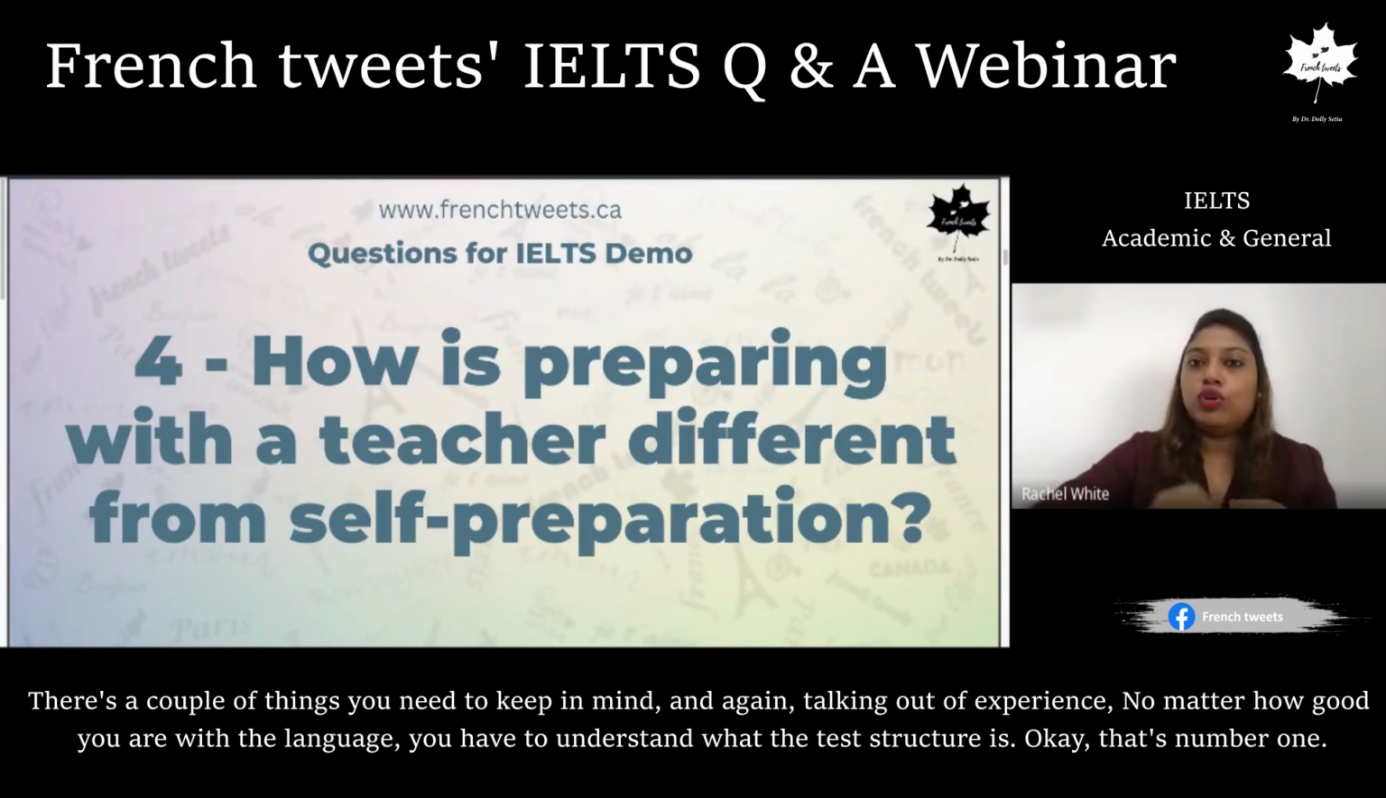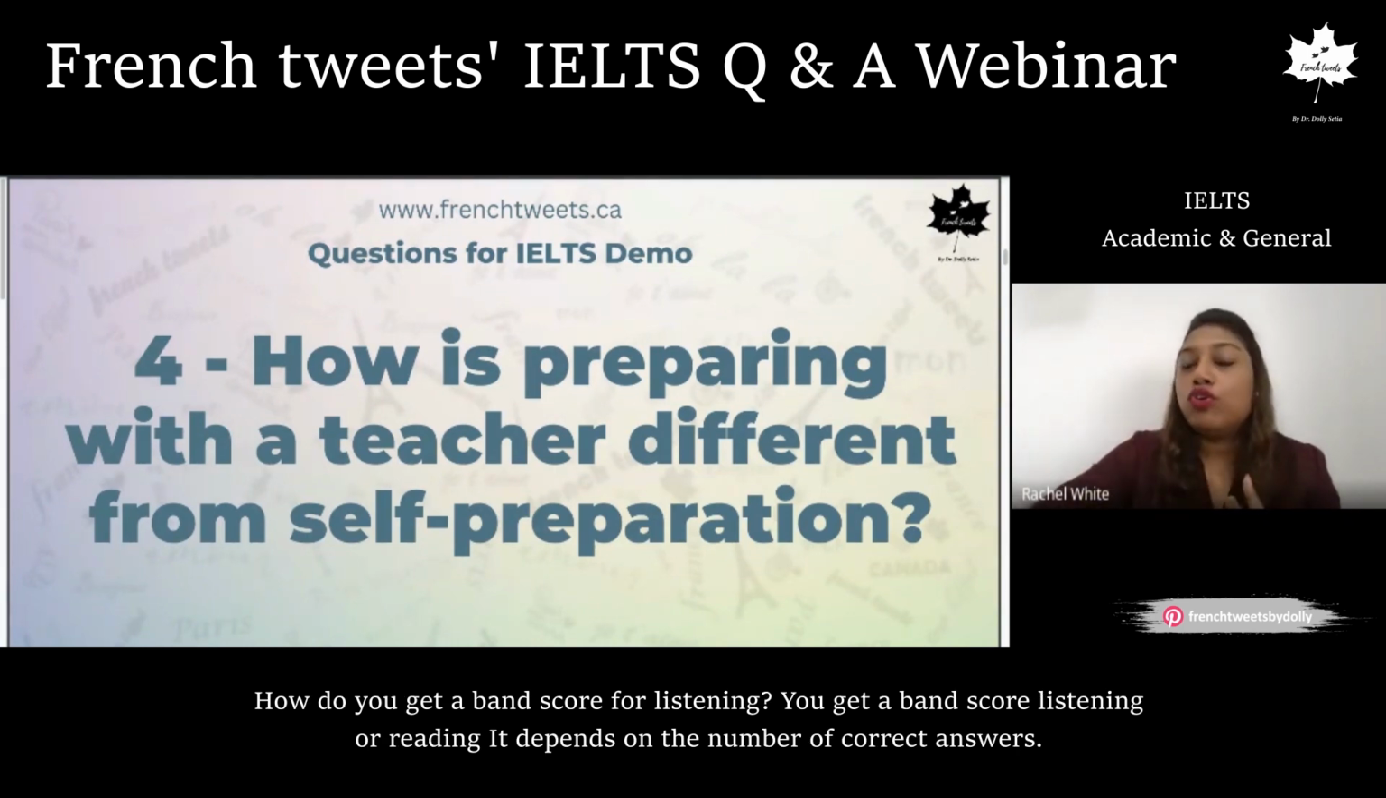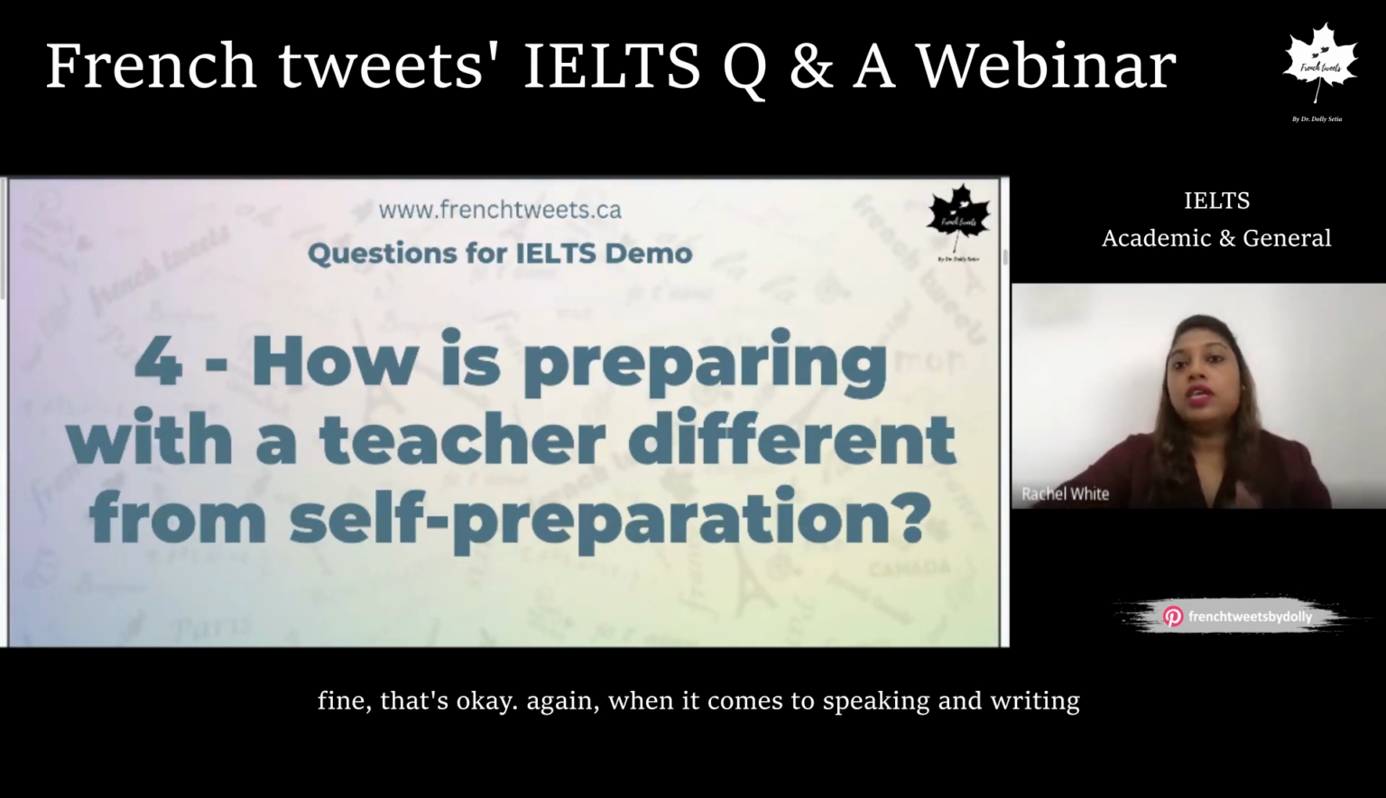No matter how good you are with the language, you have to understand what the test structure is. That's number one. Now, let's consider listening and reading. Like I said earlier, you have 40 questions in each. Now, how do you get a band score for listening or reading? It depends on the number of correct answers. Fine? Now, again, yes, there are tips and strategies that you can refer to online.